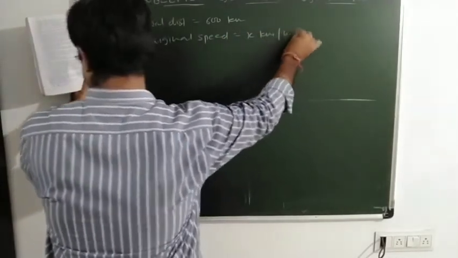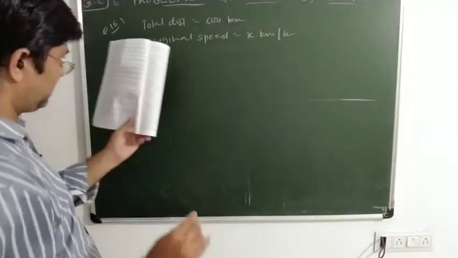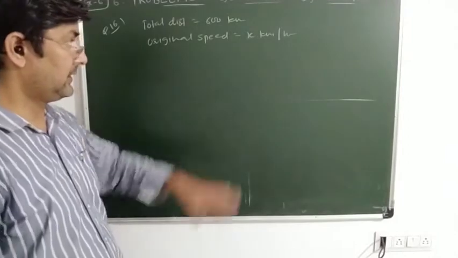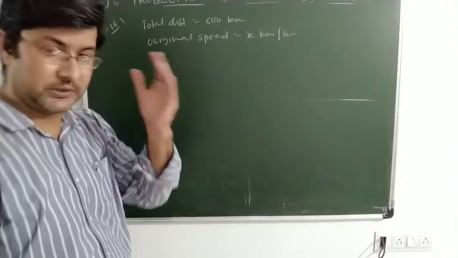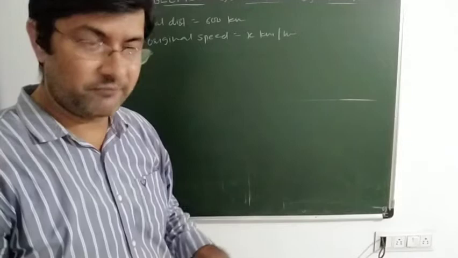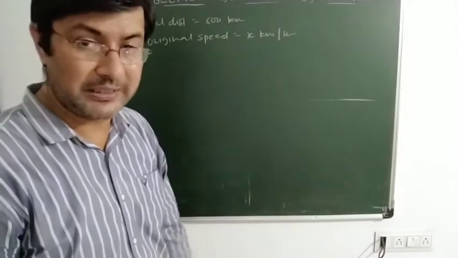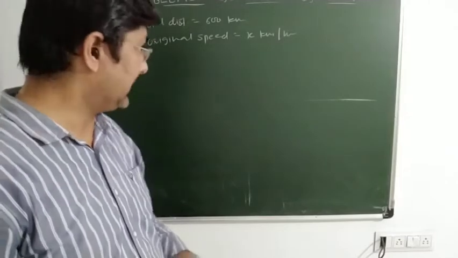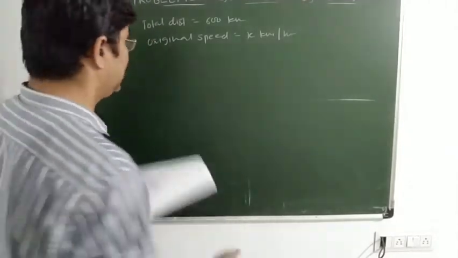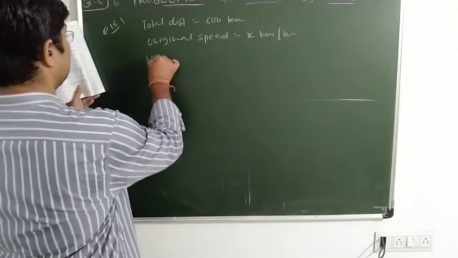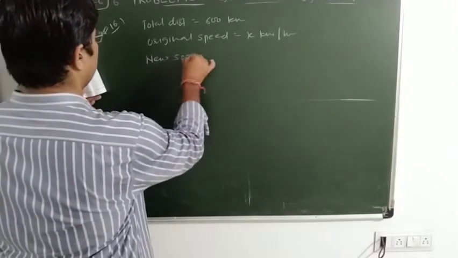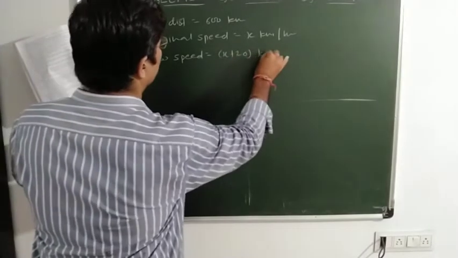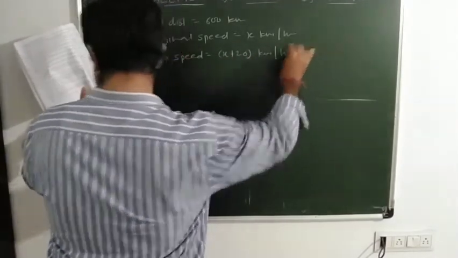Original speed is x kilometer per hour. Okay, it is given that had the speed been x plus 20 kilometer, it means initially the speed was x kilometer. If the speed is x plus 20, it means you increase the speed by 20 kilometer per hour, obviously the time taken will be less. So what is the new speed? It is already mentioned that the new speed is x plus 20 kilometer per hour.